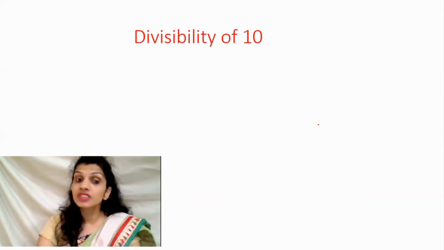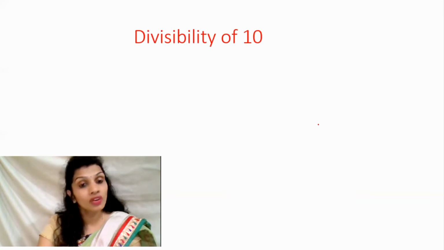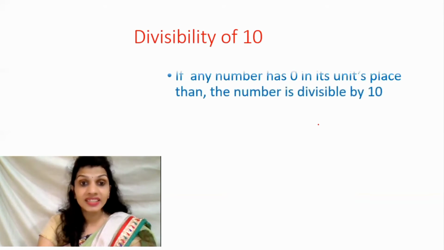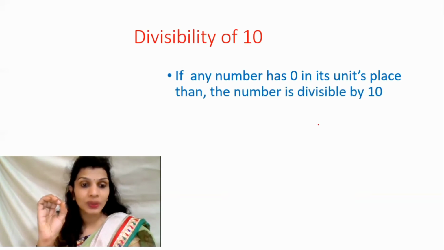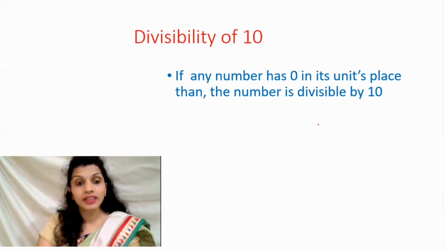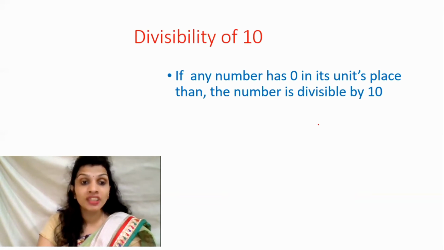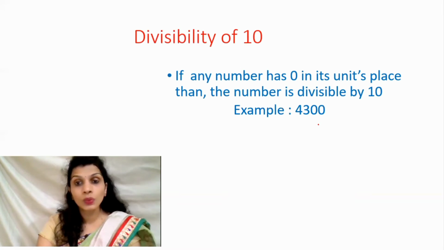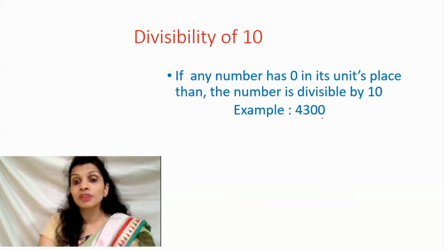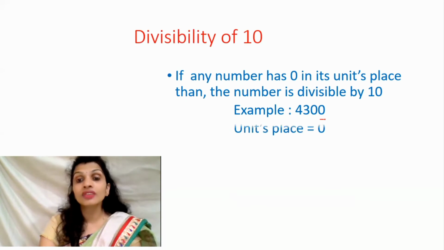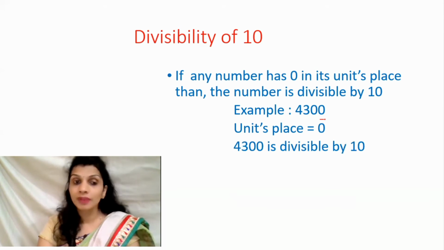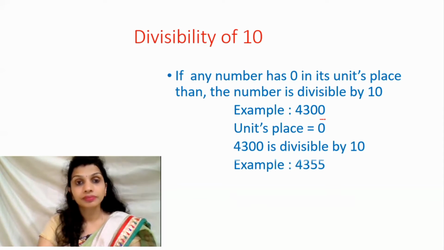Now we are going to see the divisibility rule of 10. It is one of the simplest rules. It states that if the number has 0 in its unit place, then the number is divisible by 10. Simple, in the unit place it should have 0. Let us take one example. I've taken 4300. Here in the unit place, what number is there? Yeah, 0 is there. So we can say that 4300 is divisible by 10. Simple.